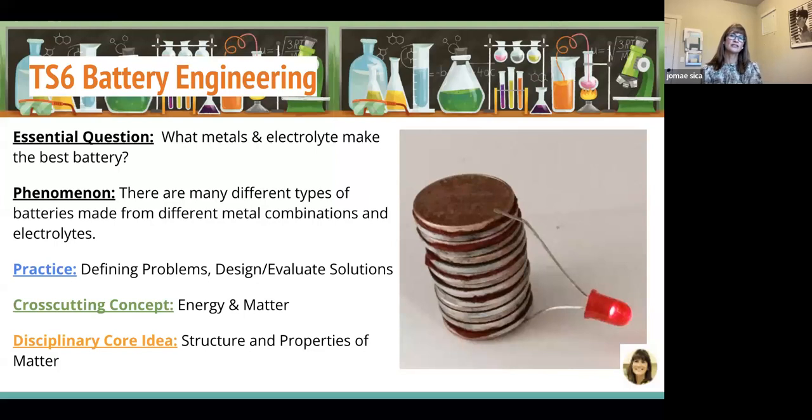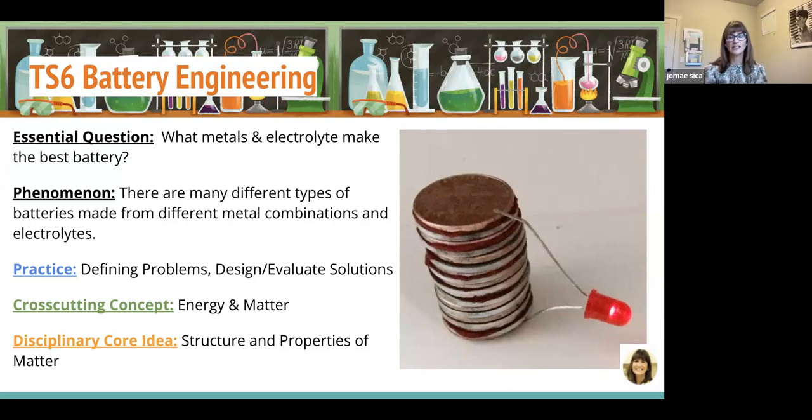All right, last, that brings us into our battery engineering. This is like our culminating project of this particular unit. And so in this case, what we are trying to do as students is design a battery for an emergency situation. And so they need to know what metals and electrolyte are going to make for the best battery.